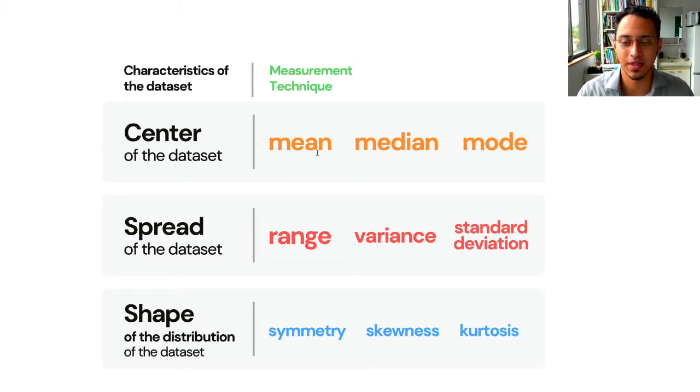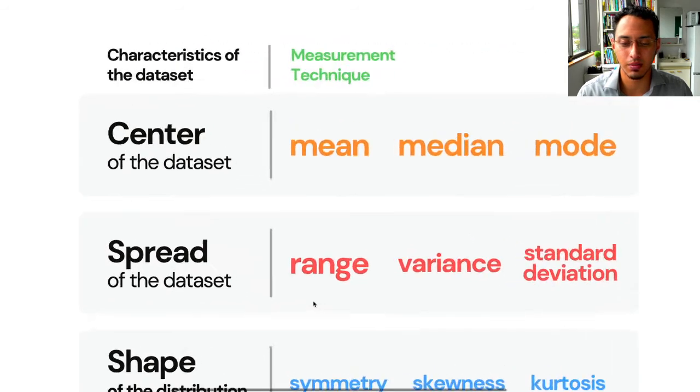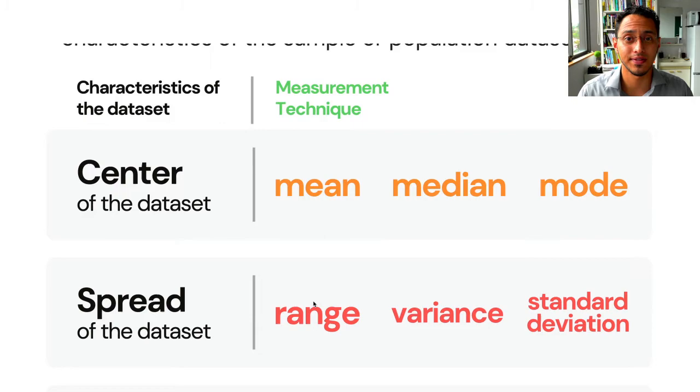For the center of the dataset, we have mean, median, and mode. For the spread of the dataset, we have range, variance, and standard deviation. And for the shape, we have symmetry, skewness, and kurtosis. But for this lesson, I will talk more about these two parts, the center and the spread of the dataset.